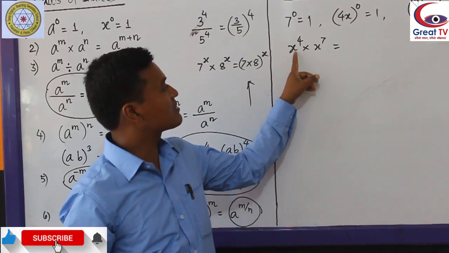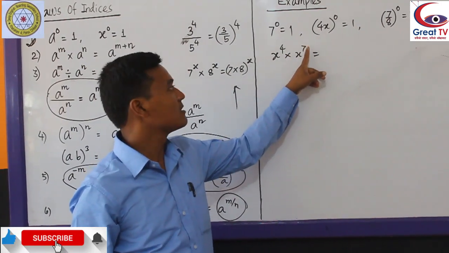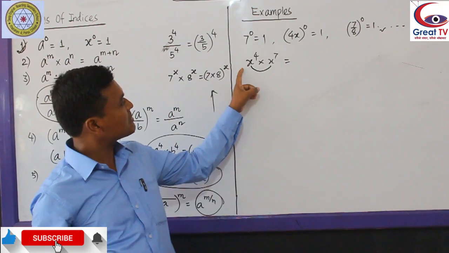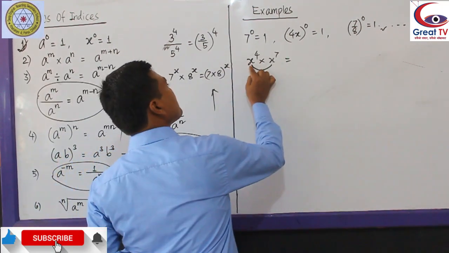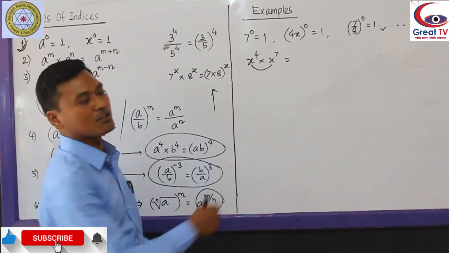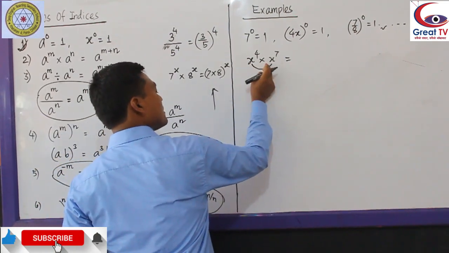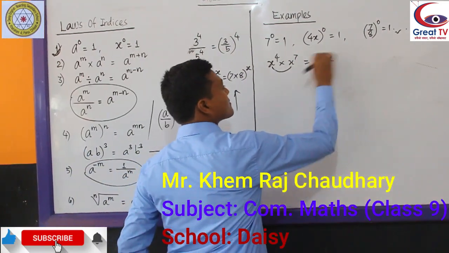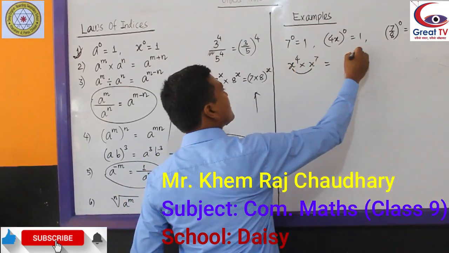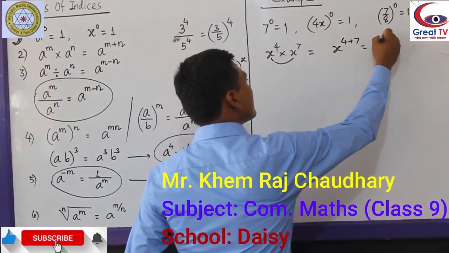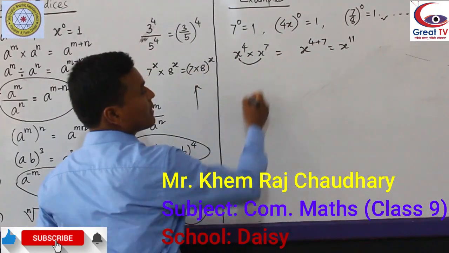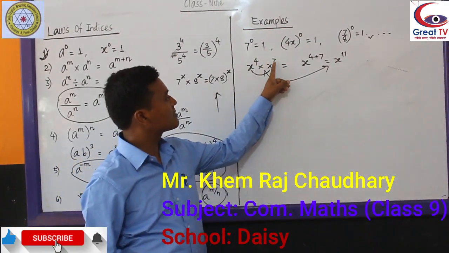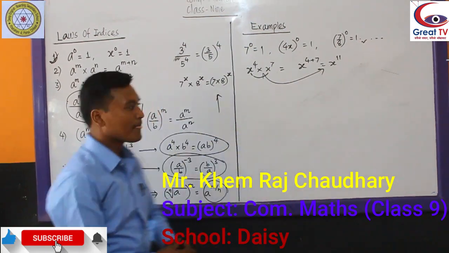Here, x represents base, 4 index, x base, 7 index or power. You can clearly see here the bases are same. And the bases are same, here is the case of multiplication. So, with the bases same in multiplication, we add the powers. That is, writing a single base x, we add the powers, 4 plus 7. That is x to the power 11. You can write it in the third step also, no problem. x to the power 4 plus 7, 11.